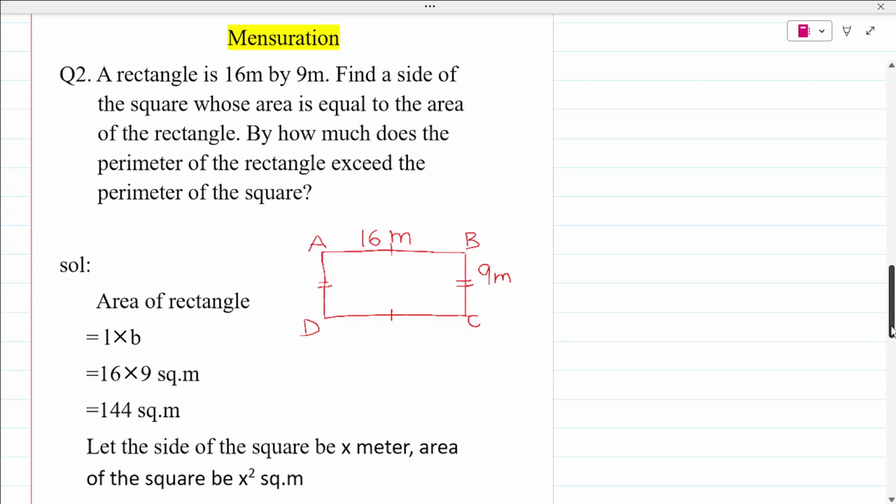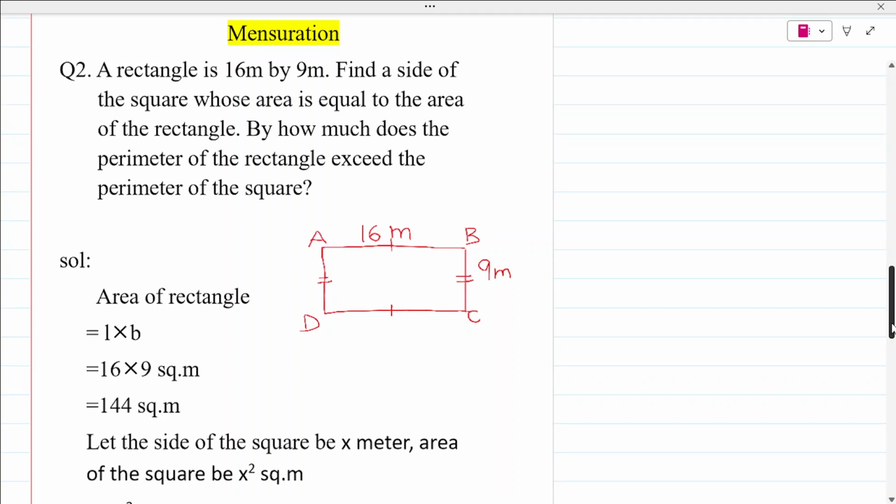This is the first part of the question. The second part is, by how much does the perimeter of the rectangle exceed the perimeter of the square? So there are two parts in this question. The first part is we need to find a square so that the area of the rectangle and the square should be same.